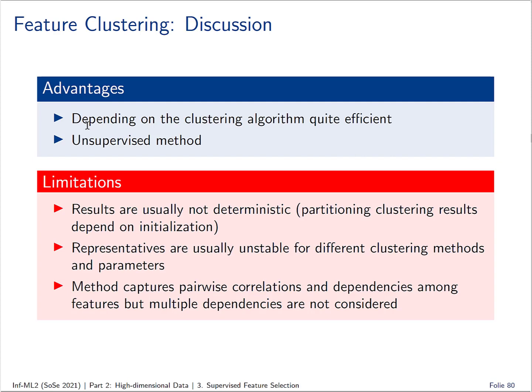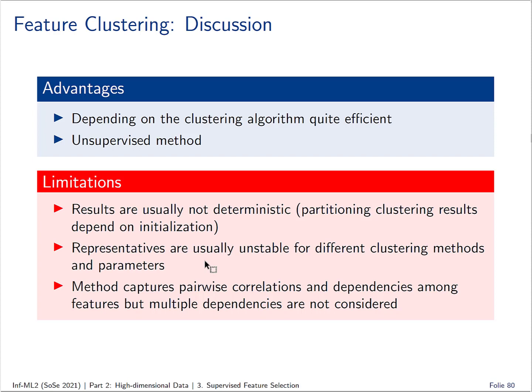Short discussion. The advantage is that, depending on the clustering algorithm, it's quite efficient. And it's unsupervised, so you don't need labels. Limitations are of course also there. The results are usually not deterministic. Partitioning clustering algorithms are not deterministic in terms of initialization, as you probably recall. K-medoid is sensitive to the initialization, so the result is not deterministic. Representatives are usually unstable for different clustering methods and parameters. More or less the same as this one here.